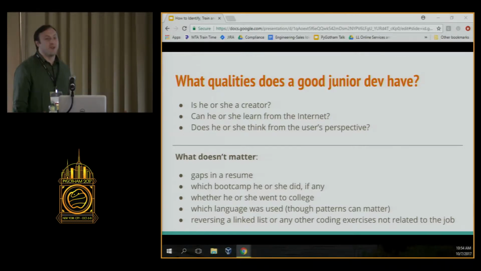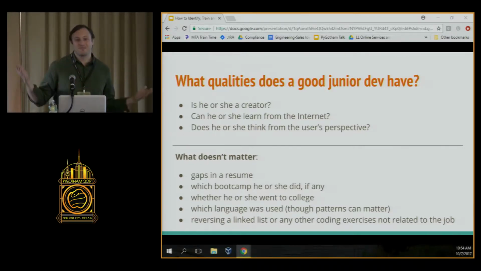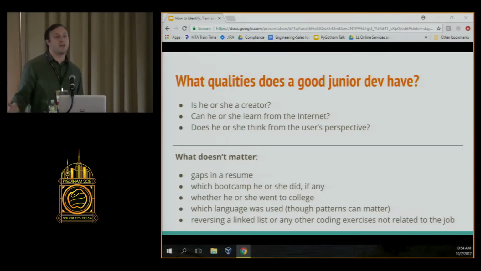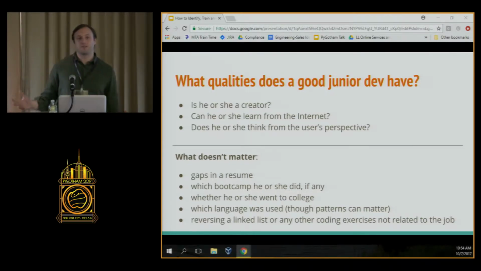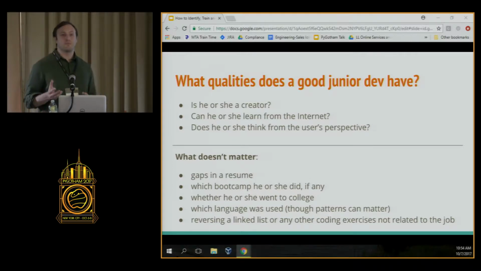And here's a list of things that don't matter. Gaps in your resume, doesn't really matter. Which boot camp, college, the language. The language matters a little bit because syntactically some languages are different from others, and if somebody is relatively new and has worked in Python-like syntax, then Ruby-like syntax might be a little bit harder, or something that is strongly typed might be a little bit confusing at first. But for the most part, if you know how to do loops and ifs and basic flow, it doesn't really matter what language you've worked in in the past.